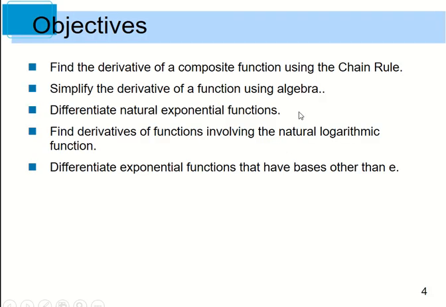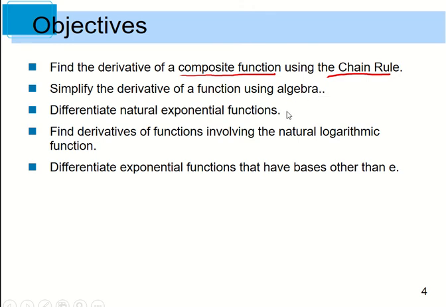For today's discussion, we are going to learn another formula. It's called the chain rule. At the end of this chapter, you should be able to find the derivative of a composite function using the chain rule. This formula is used for composite functions, where we have a function inside another function. Then you can use the chain rule to differentiate. After we differentiate, we need to know how to simplify the derivative using algebra.